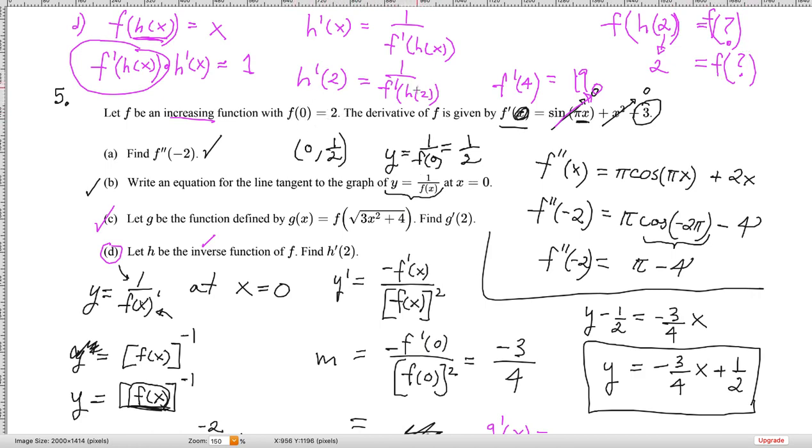So I found out that h of 2 is 0, and then I'm really looking for, this simplifies to, let me get rid of that, that's from the other problem, h prime of 2, if I go back up to here, h prime of 2 is equal to 1 over f prime of 0, and then f prime of 0 is 3, so this is just 1 over 3, and that's h prime of 2, and that's D, and we're done.